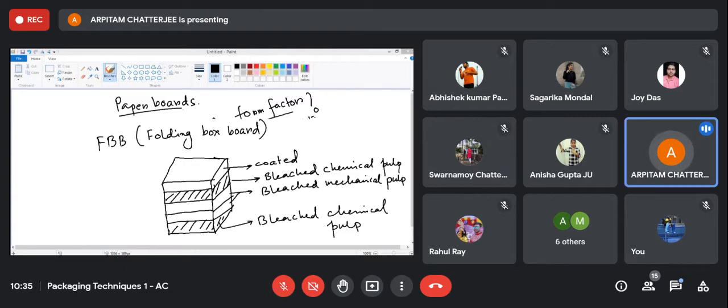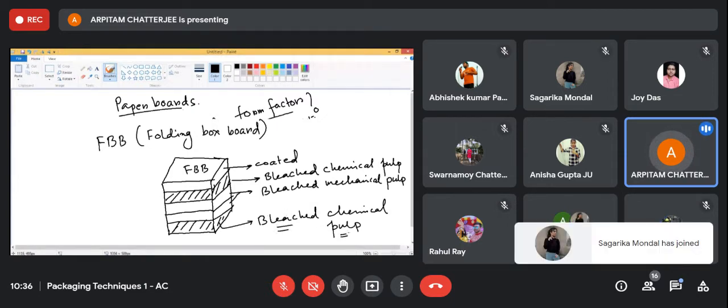Okay, so if you see the structure of FBB, it has multiple layers. The top layer is a coated layer to make it much more printable. But otherwise also these kinds of boards are quite printable, okay? Because as you can see, the bottommost layer has a bleached chemical pulp. If something is made of bleached chemical pulp, it is generally well printed.